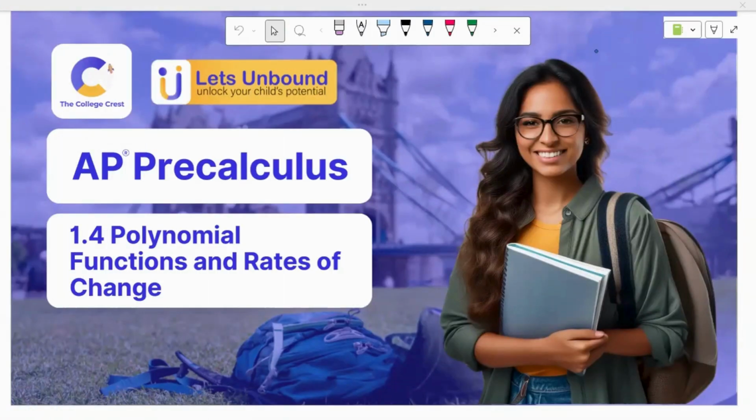Yes, we are back with another video, which is 1.4 polynomial functions and rates of change. So be ready with pen and paper and solve along with me. As usual, there will be a concept overview and then 3-tier problem solving. And yes, I got a bonus question too, so we can solve it after the video. And do watch the video from the beginning till the end so that you won't miss out any concept.